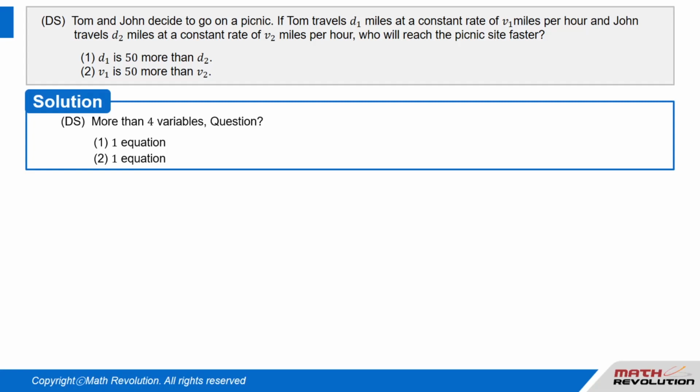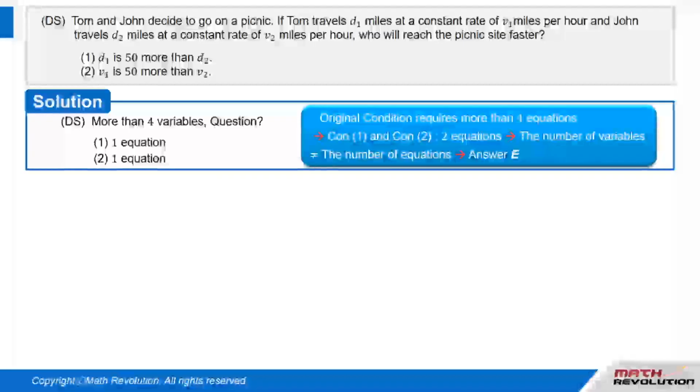Solution. Now we will solve this DS question using the variable approach. DS, more than 4 variables, question. Condition 1, one equation. Condition 2, one equation. Let the original condition in a DS question contain more than 4 variables. Now the variables would generally require more than 4 equations to solve for the value of variables. We know that each condition would usually give us an equation, resulting in a total of 2 equations, one each from condition 1 and condition 2.